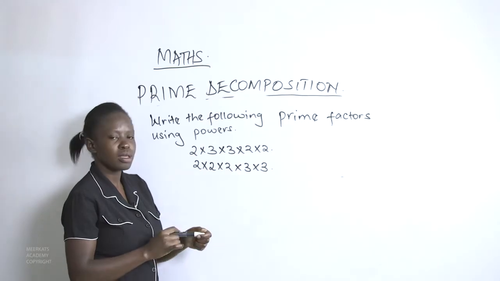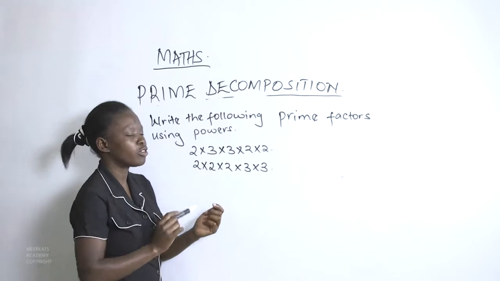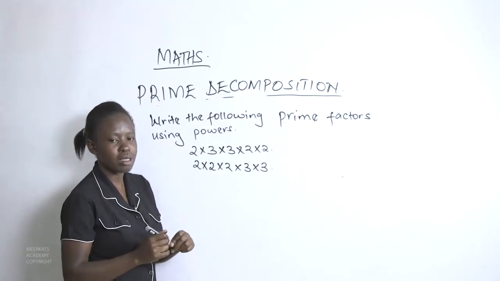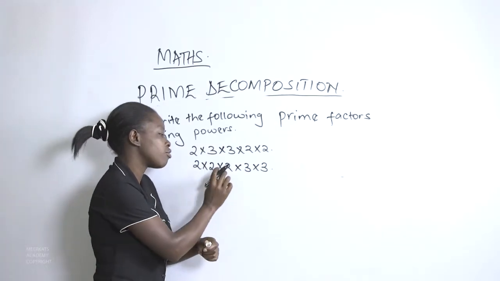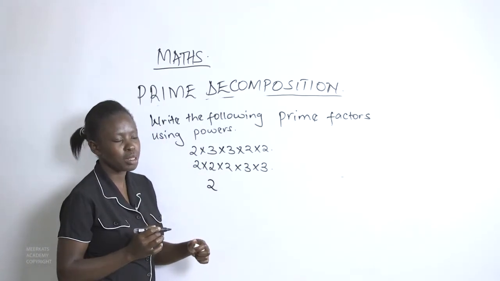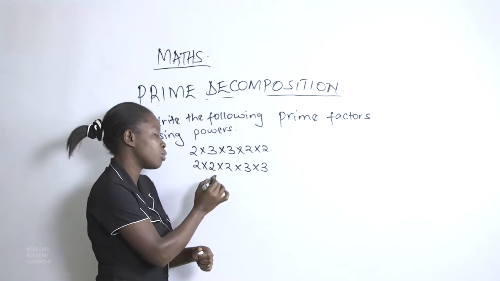Then we said earlier on that when you are writing powers, you simply have a base, then the number is acting as the base, then count the number of times that number is repeated. The number of times the number is repeated gives us the power. So here we have our base as 2. Then how many times has the 2 been repeated? We have 1, 2, 3. So the 2 has been repeated 3 times.